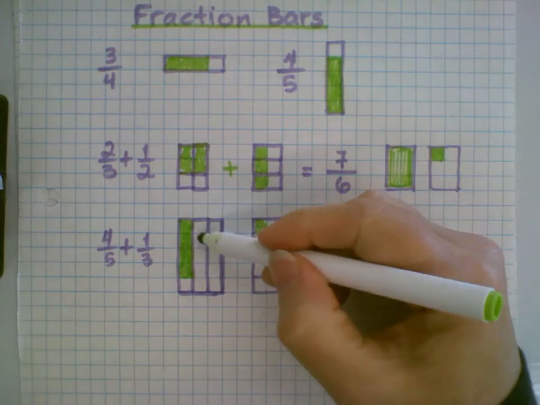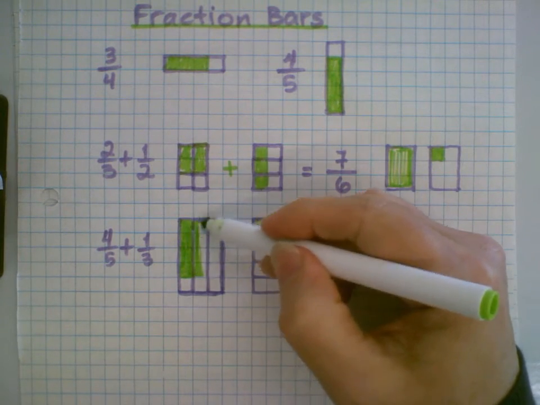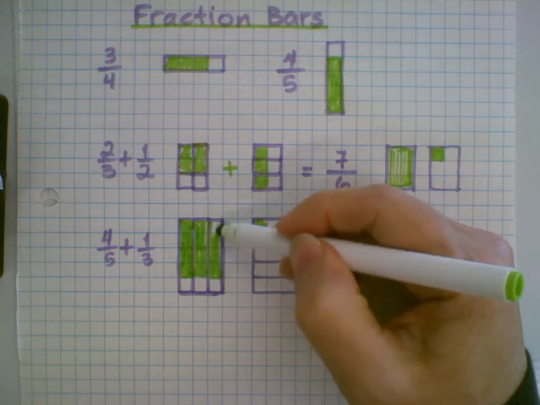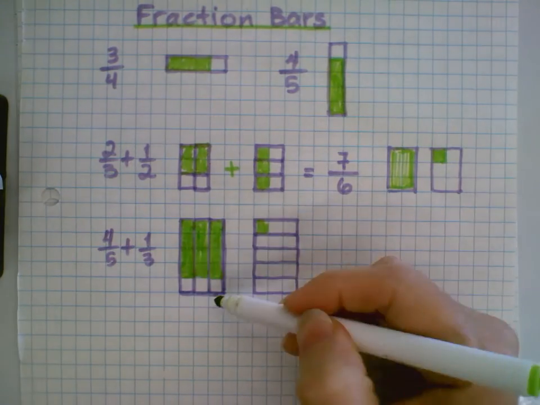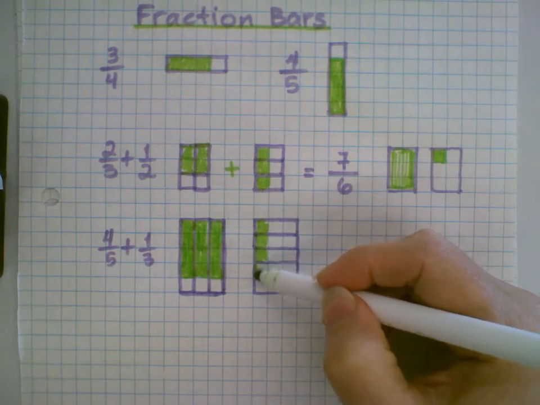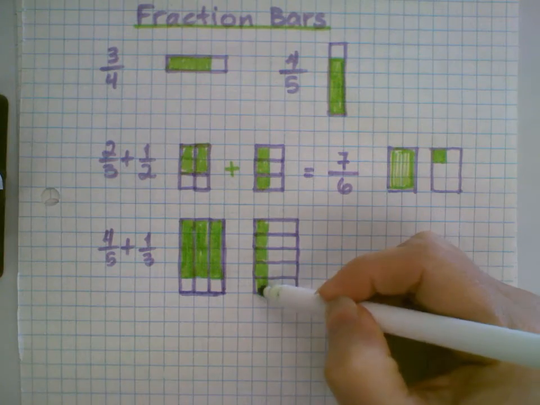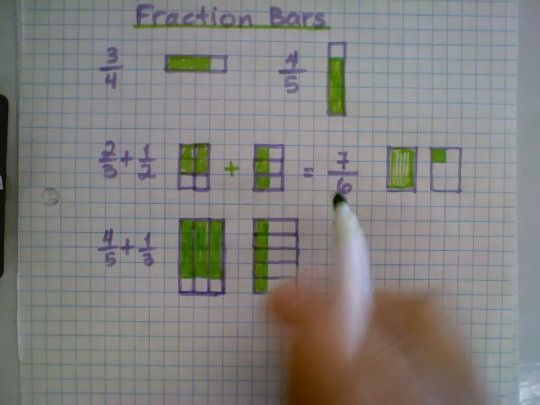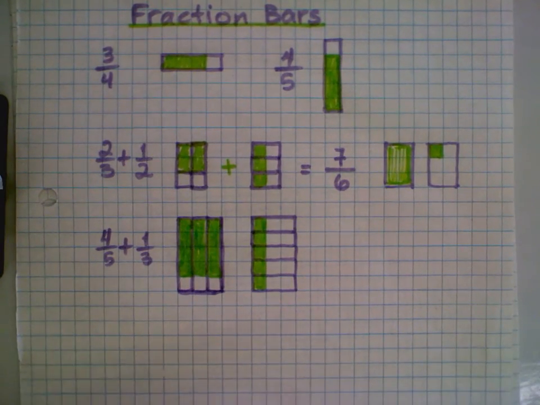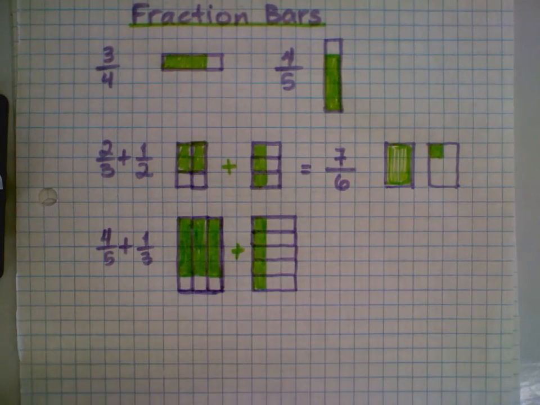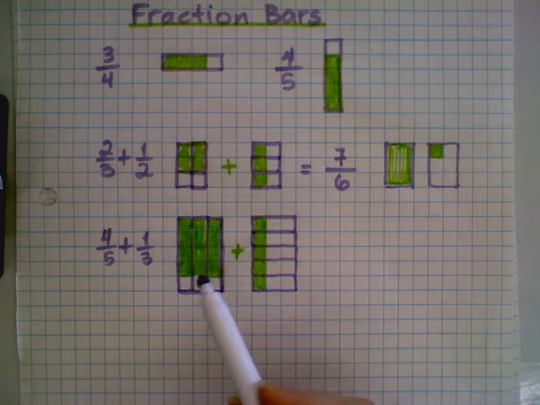And I've got to do my colors so that they are the same. So I'm still maintaining 4/5 of the first model that's been colored, and I've got 1/3 of the second model that's been colored. It's just been scaled up so that they have the same dimensions. Okay, so now I can add them together. So how many squares have we got total here?